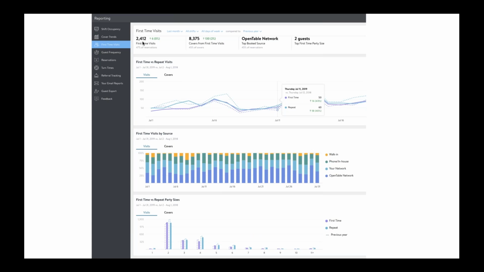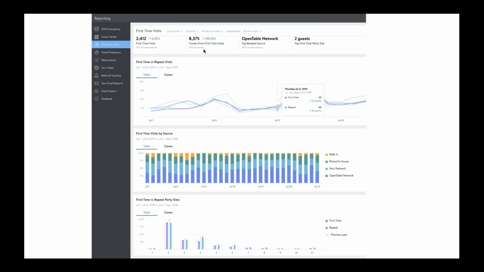So for this restaurant, 2,412 visits. Visits means the number of parties. So 47% of all my reservations at my restaurant are first-time visits. So roughly half of my visits that come into my restaurant are first-time diners, 2,412. That's up 6 visits, roughly 0%, so we're in line with last year.